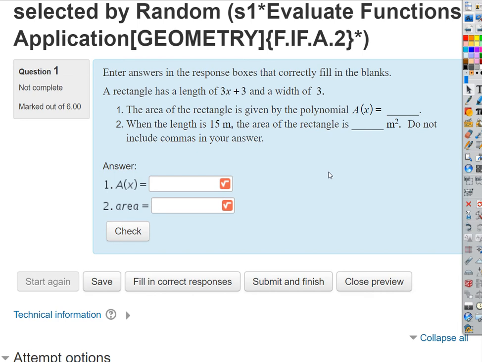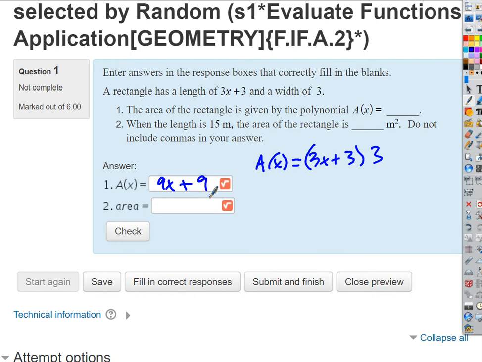It would look like this, for part 1, A of x is just going to be 3x plus 3 times 3. And if I want to simplify that, I could just distribute the 3, right? So that would just give me 9x plus 9. And then they say when the length is 15, what's the area of the rectangle going to be?